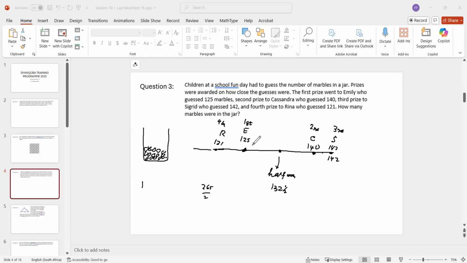All right. So Emily, she guessed she was first. So the actual number of marbles, the winning number, is somewhere here because she was the first. So let's see what the possibilities are. So the winning number could be 125. She might have guessed it exactly. Or 126, 127, and so on, up to 132. So that's where the winning number is.